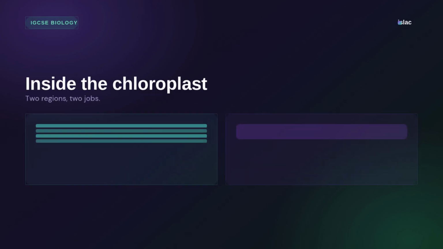Chlorophyll is packed inside tiny structures called chloroplasts. Zoom inside one and you'll find two key regions. The grana, stacks of disc-shaped membranes where light is captured. And the stroma, the fluid that fills the space around them. Remember these two names, because each region is home to a different stage of photosynthesis.